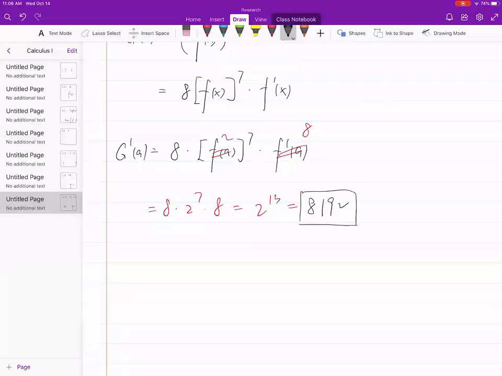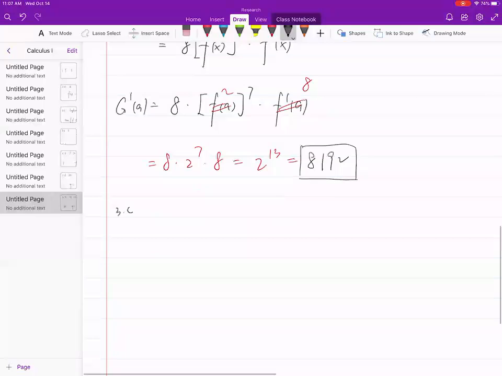Nick? 3.4, number 25. Did you say 3.4? Yeah. 25.